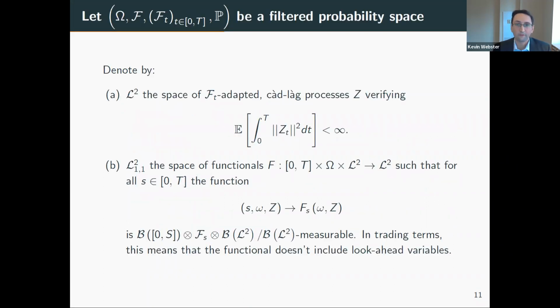In terms of my mathematical setup, I give myself a filtered probability space, and I need two spaces for my variables to live in. I give myself a space of stochastic processes, L2, and a space of functionals, L211. The reason why I need functionals is because price impact is ultimately a path-dependent functional. This slide is here so that if I get more precise questions about the nature of these functionals, I have that slide available.